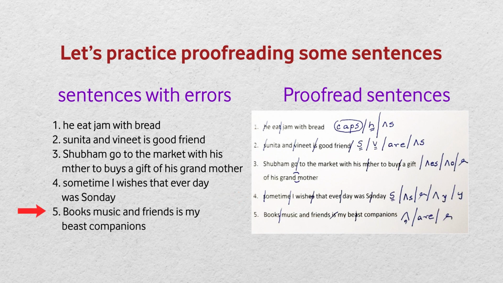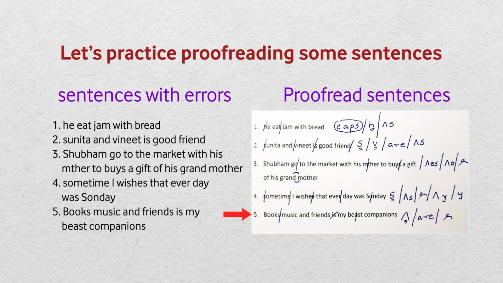And then the final sentence, books, music and friends is my beast companions. We know that when we put a series of nouns in sequence, we should separate them with commas. So I need a comma after books, right?